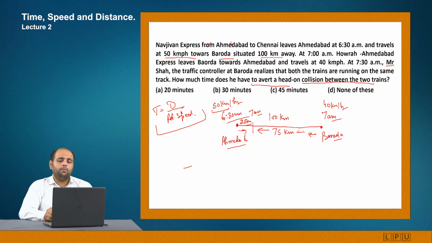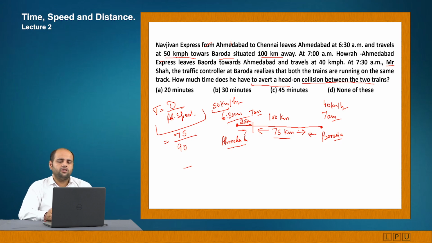kilometer. Now we can apply the formula for the time. So the distance is 75 kilometer, relative speed. Two trains are coming from opposite directions, so the relative speed will be the addition of both the speeds. So that will be 50 plus 40, that will be 90.